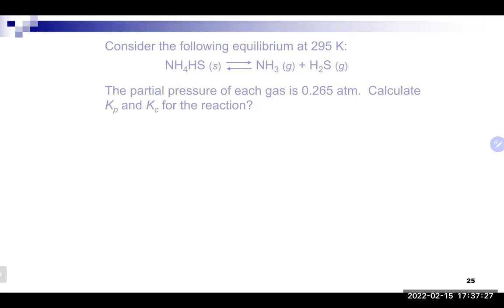Last time we obviously started talking about equilibrium, and we talked about writing the equilibrium expression. Remember that the equilibrium expression is essentially products over reactants, and typically we use the concentration of the products over the concentration of the reactants. We also could use pressures as well, and if we have partial pressures of everybody, we could do the same thing, our products over reactants in terms of partial pressures.